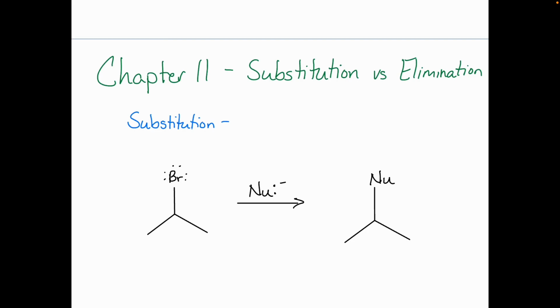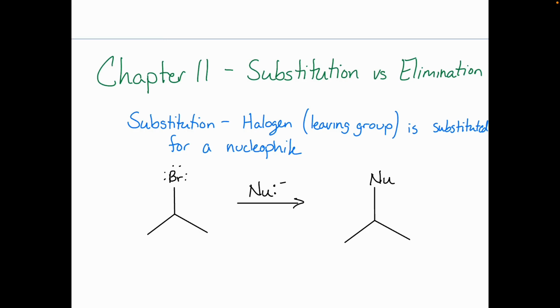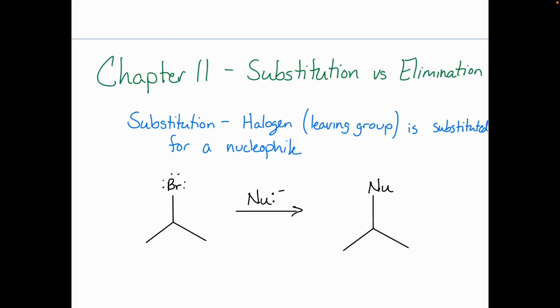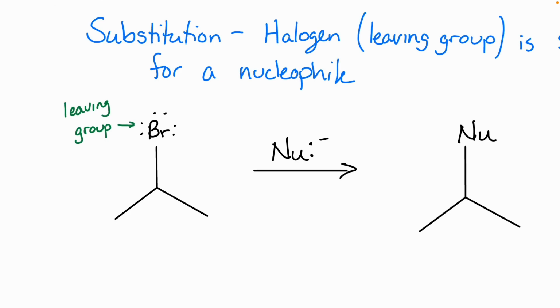So in a substitution reaction, our halogen, which we call a leaving group in these reactions, is substituted for a nucleophile. The nucleophile and the halogen swap positions. Again, importantly, we have a name for the role that halogen is playing, which is a leaving group. Obviously the nucleophile is our nucleophile in this reaction.